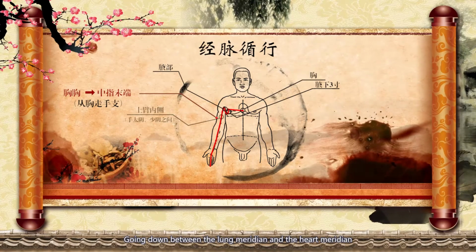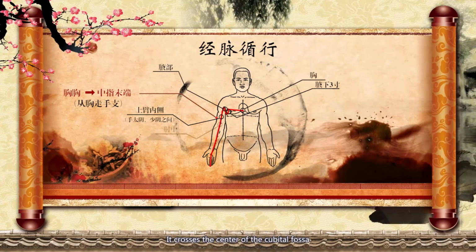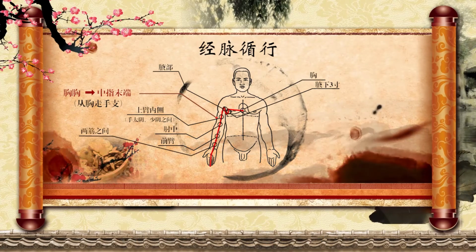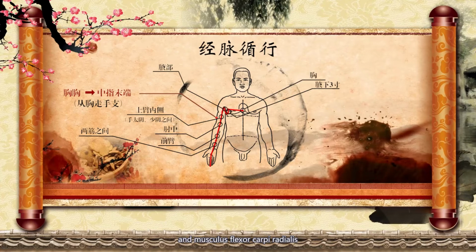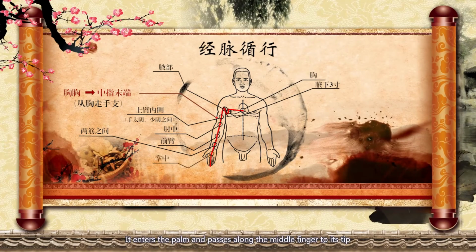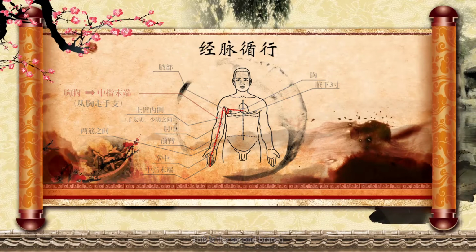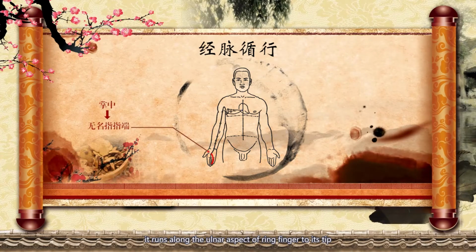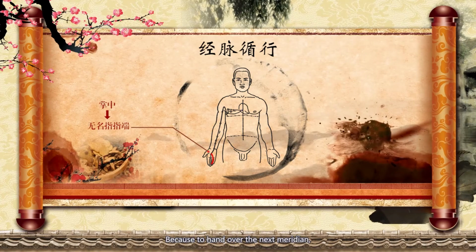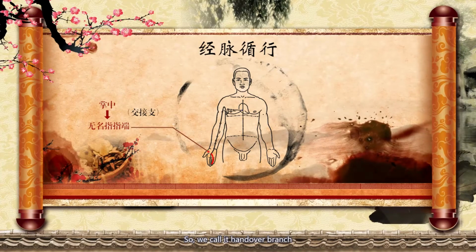Going down between the lung meridian and the heart meridian, it crosses the center of the cubital fossa and then proceeds downward along the forearm between the tendons of the muscle palmaris longus and the muscle flexor carpi radialis. It enters the palm and passes along the middle finger to its tip. This is the second branch. The third one is easy, separating in the palm. It runs along the ulnar aspect of the ring finger to its tip, because it hands over to the next meridian, the Sanjiao meridian of hand Shaoyang. So we call it the hand-over branch.